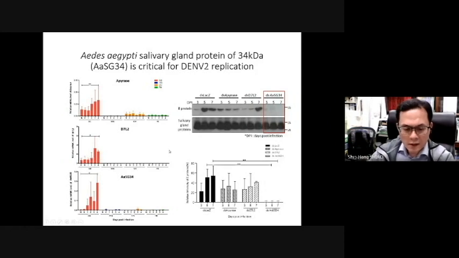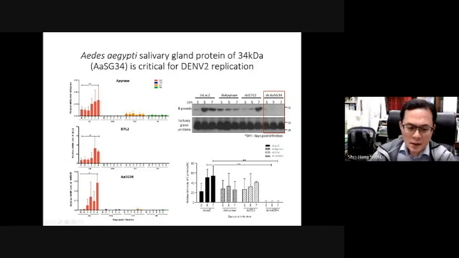We infected the mosquitoes with dengue virus and examined the transcriptional expression of apyrase, D7L2, and AaSG34. From our qPCR results, we have shown that these 3 genes are specifically expressed in the salivary gland after infection. We therefore examined the effect of these 3 genes on dengue virus replication.